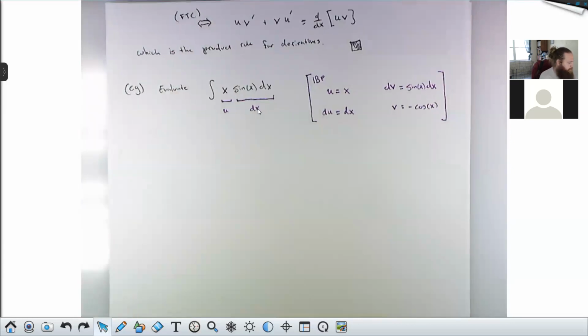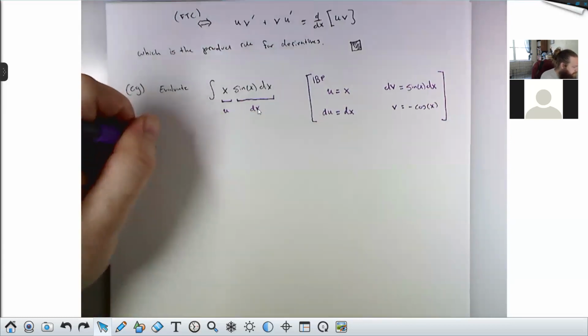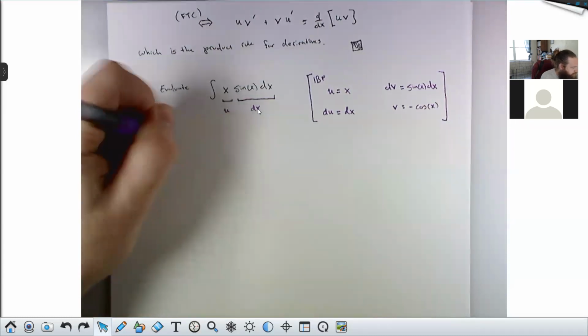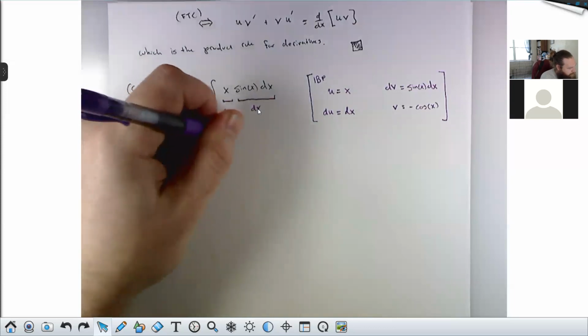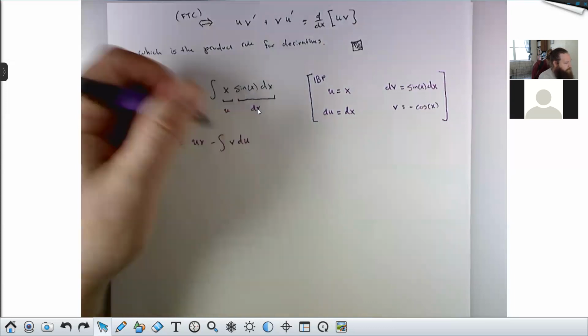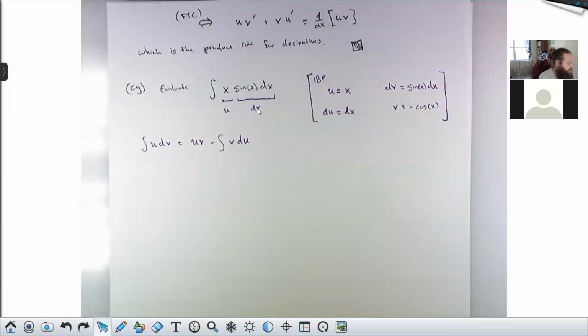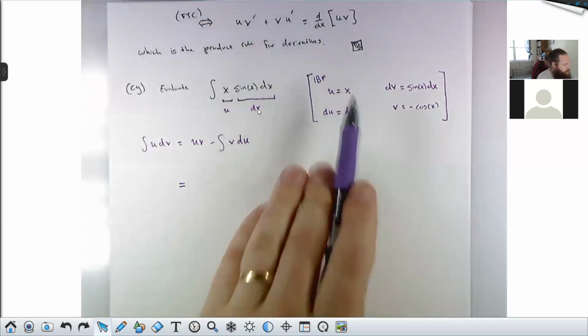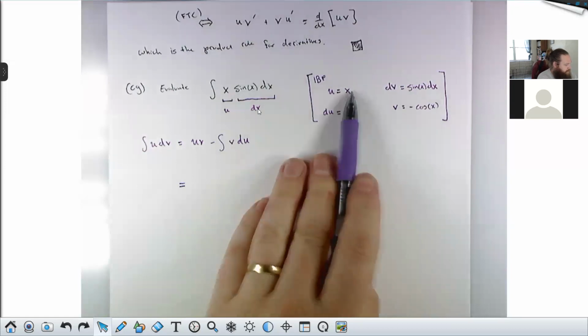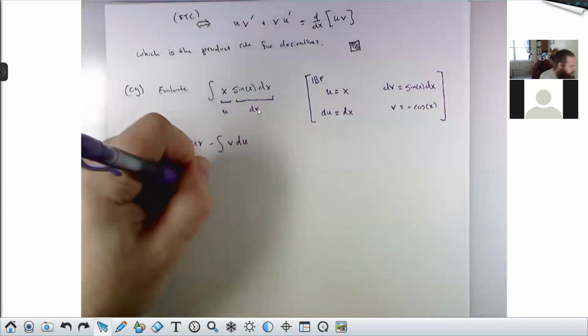Then you apply the formula. The formula says the integral of u times dv is equal to u times v minus the integral of v times du. So from my table, u times v, that's x times negative cos x.